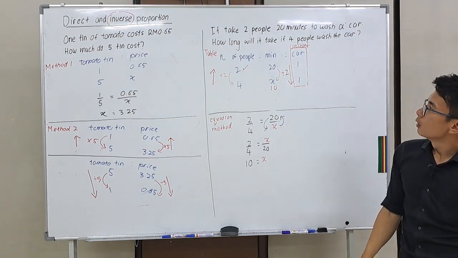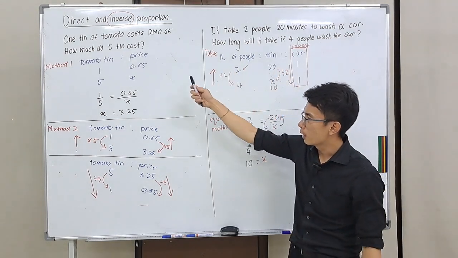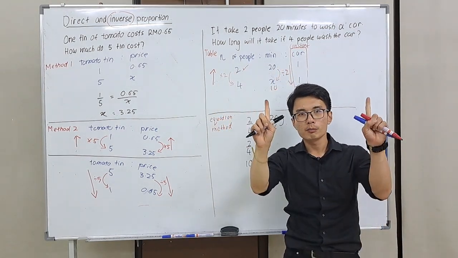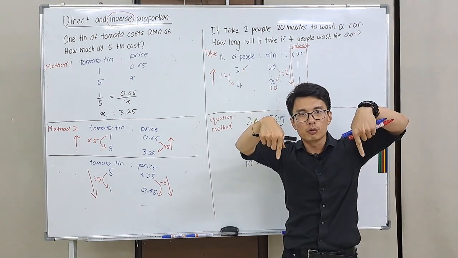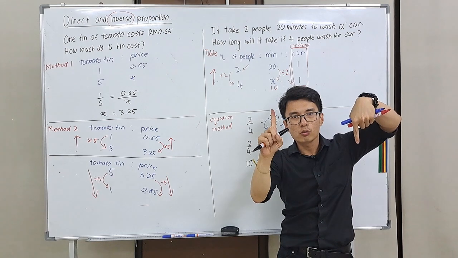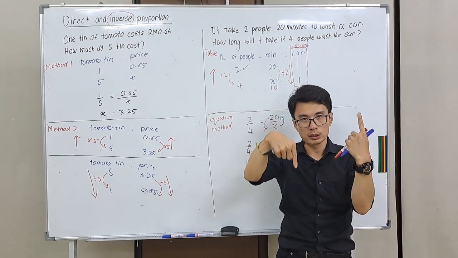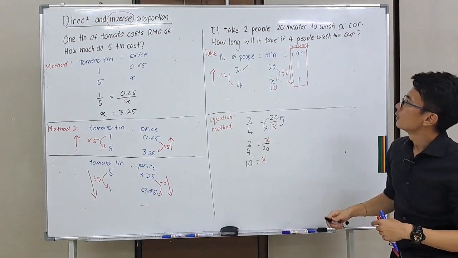Okay? So that is what inverse proportion is. Just remember, direct proportion, both go up or both go down. Inverse proportion, one goes up, one goes down, or one goes down, one goes up. It's always the opposite. All right? So that's all.